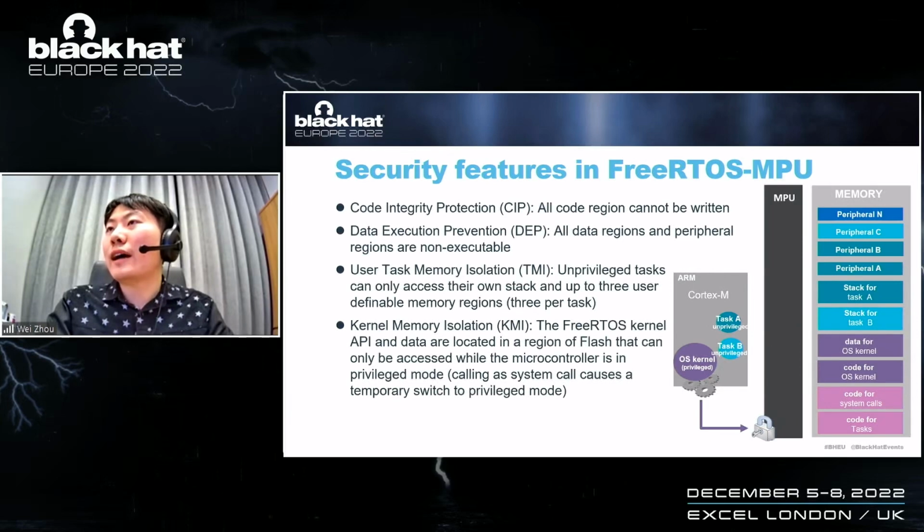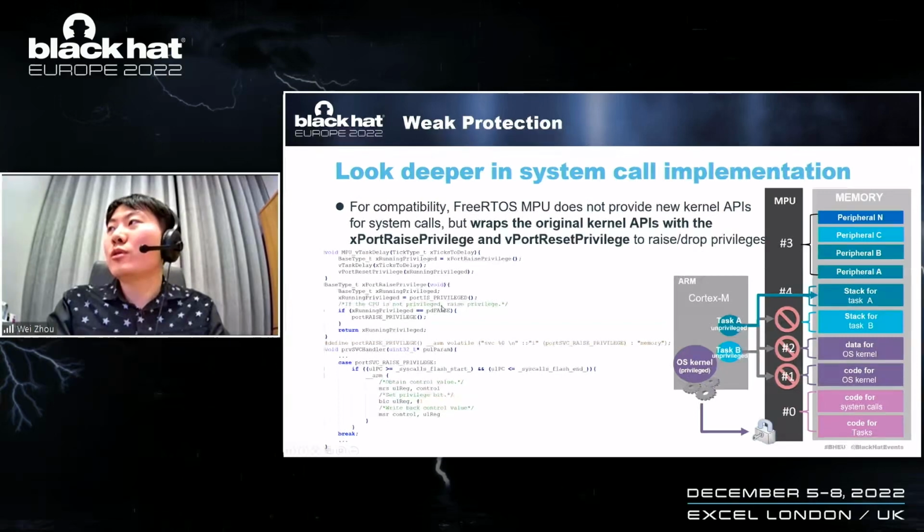And for the task memory isolation and the kernel memory isolation, it will assign the kernel code and data range so that it can only be accessed by privileged code, which is the kernel. And the task can only access its own task stack, and it cannot access other task stacks and also the OS kernel. So what will happen if a task wants to use the kernel API?